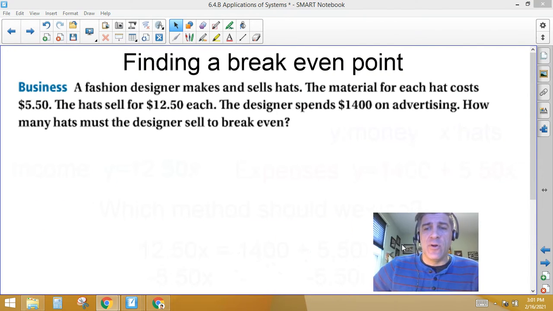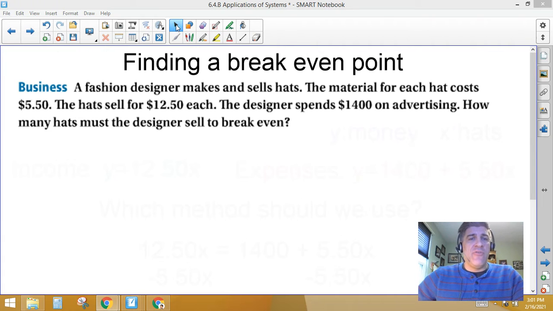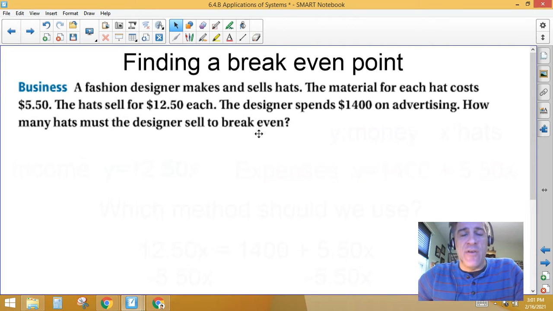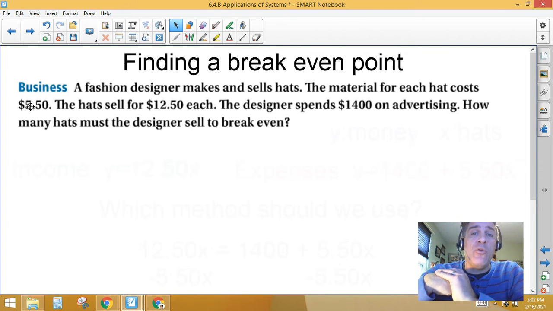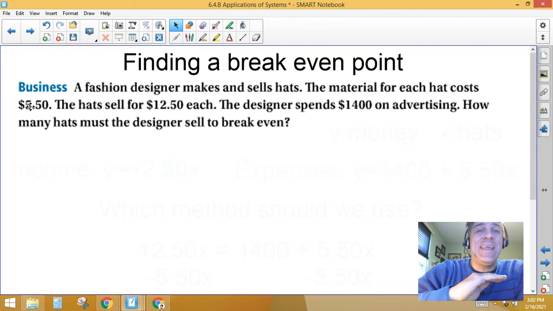So let's find one of these break-even points. There's this fashion designer who designs and sells hats. Material for each hat costs $5.50, and the hat sells for $12.50. Right away, you're like, oh, there's a $7 difference. Perfect, but that's something we'll figure out later. The designer also spends $1,400 in advertising. How many hats must the designer sell to break even?